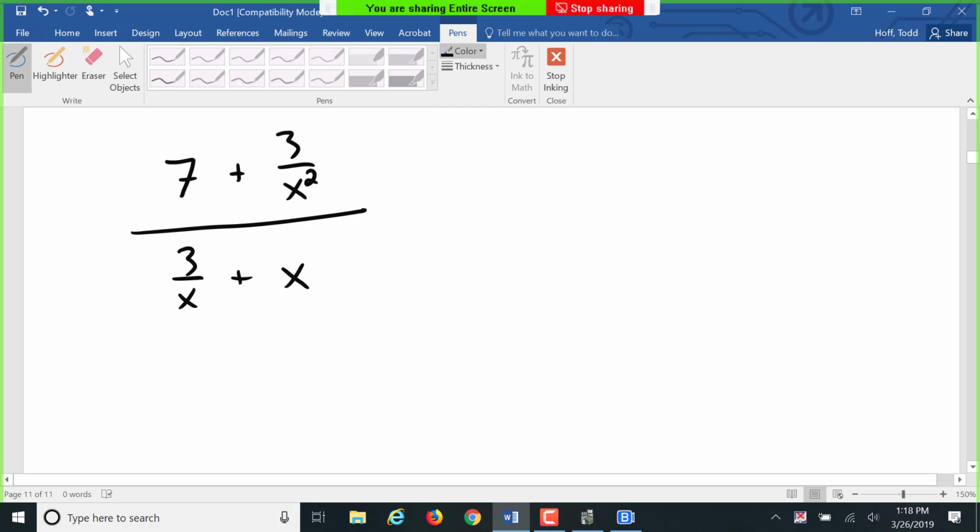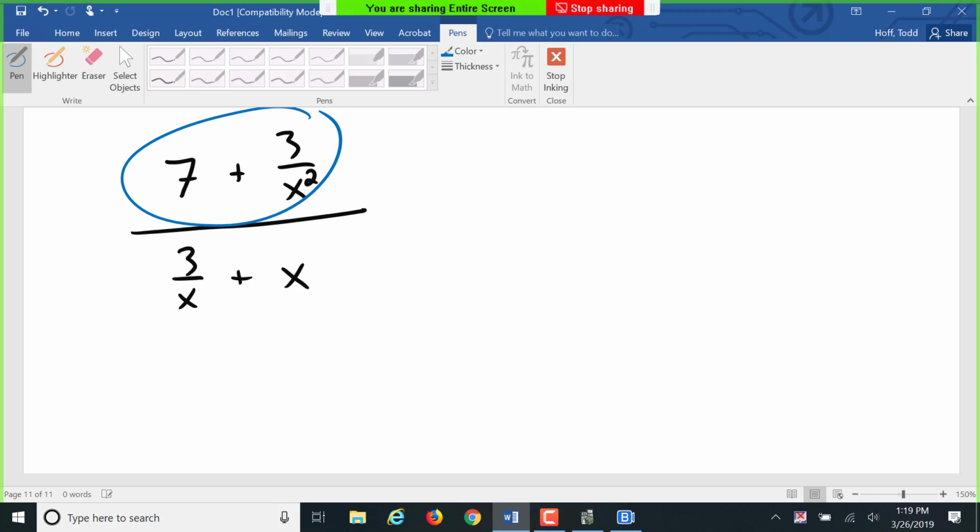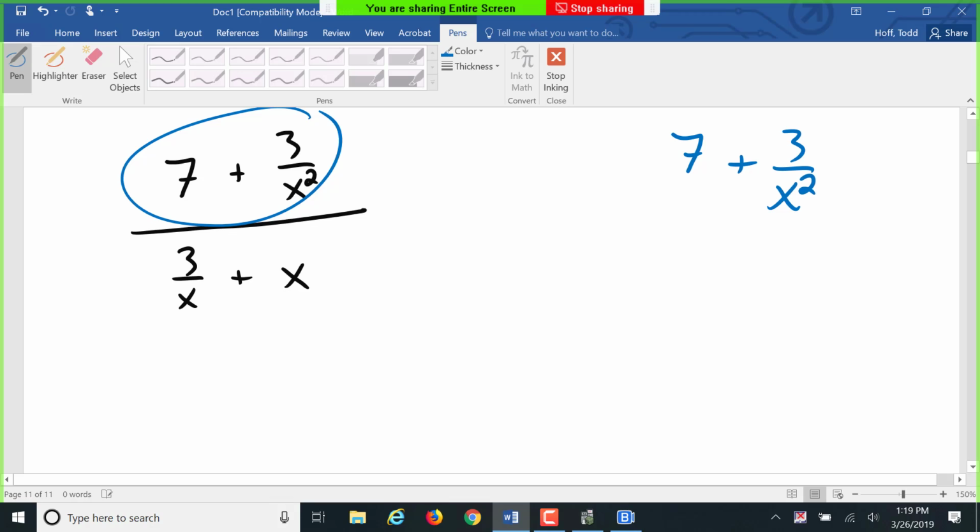So 7 plus 3 over x squared, all over 3 over x plus x. Once again, we'll start in the numerator. How are we going to do 7 plus 3 over x squared? Well, first thing I'm going to do is make that a fraction by making it 7 over 1. Now I need a common denominator. What's my common denominator going to be? X squared. So I have to multiply this first fraction by x squared on top and bottom.